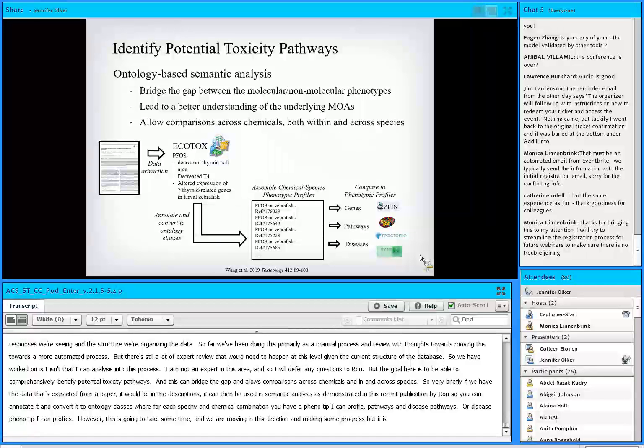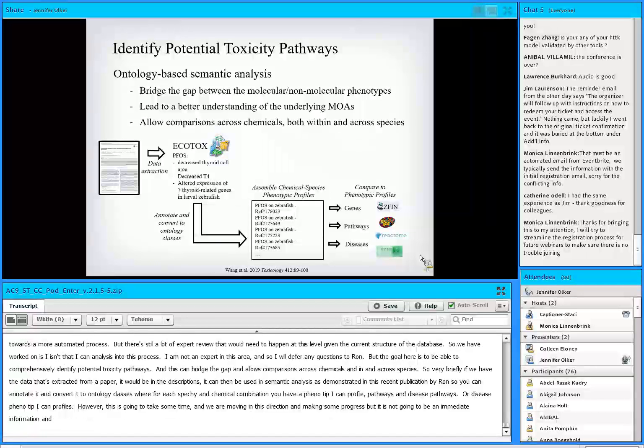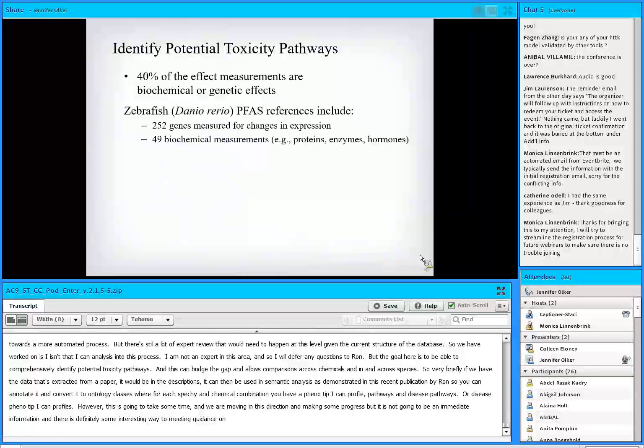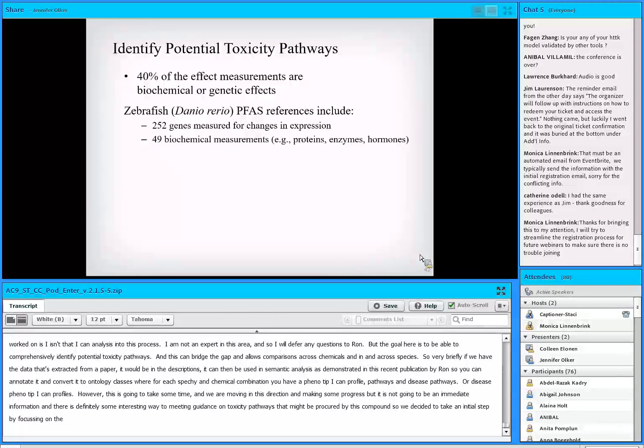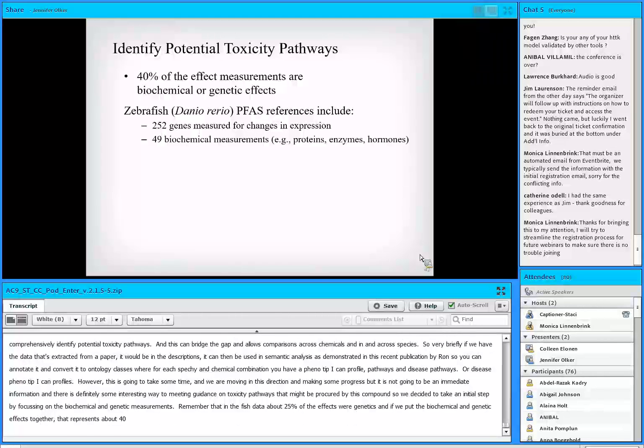information, and there is definitely some interest in getting some immediate guidance on toxicity pathways that might be perturbed by this compound. So we decided to take an initial step by focusing on the biochemical and genetic measurements. Remember that in the fish data, about 25% of the effects were genetic, and so if we put the biochemical and genetic effects together, that represents about 40% of the total effect measurements in this data set.